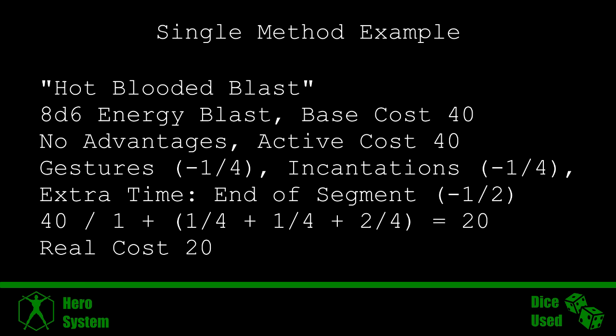Here's our stat block for it. We start with an 8d6 energy blast with a base cost of 40. We give it no advantages, so it has an active cost of 40 as well. We then tack on the gestures, incantations, and extra time, one segment, for the real cost of 20.